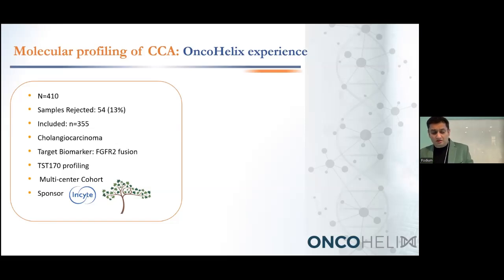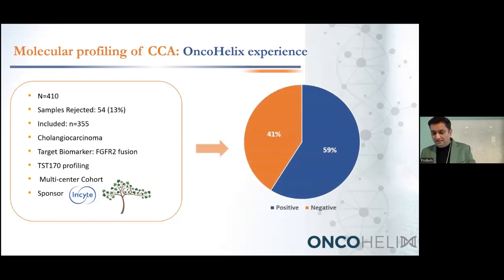Again, the target biomarker was FGFR2 fusion. Sponsors earlier were Insight and now C3. This is where we stand. Around 59% of cases have some form of variant detected. Around 47% of them are clinically actionable variants, pretty consistent with what Harriet has just presented before.